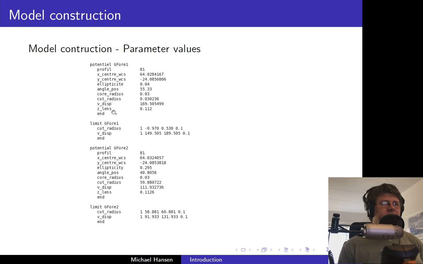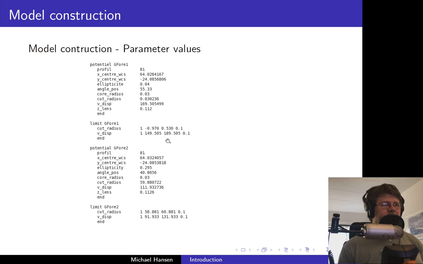And finally, we have the distance, the redshift. Then we can try to optimize some of the values. So we put in some limits. And for this particular profile here, I have only put in the cut radius, which is sort of inside these boundaries, and the velocity dispersion. So all of the other values are kept fixed.